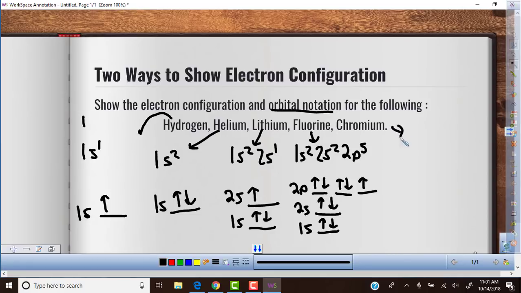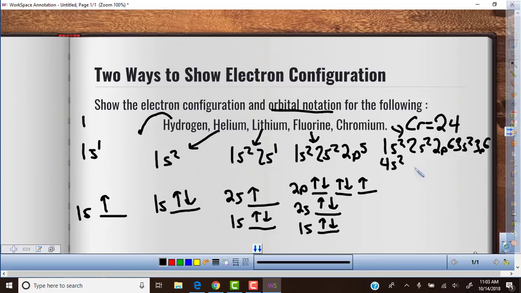The next one is chromium. Chromium is number 24 on the periodic table. So again, just follow along. If we're past that particular orbital, it is full. Okay? So 1s is full. We're past that. We go down to 2s. 2s is full. We're past that. 2p is full. We're past that. 3s is full. We're past that. Keep going. 3p is full. We're past that. Go to the next one. 4s is full. We are past that. And then we get into the next.